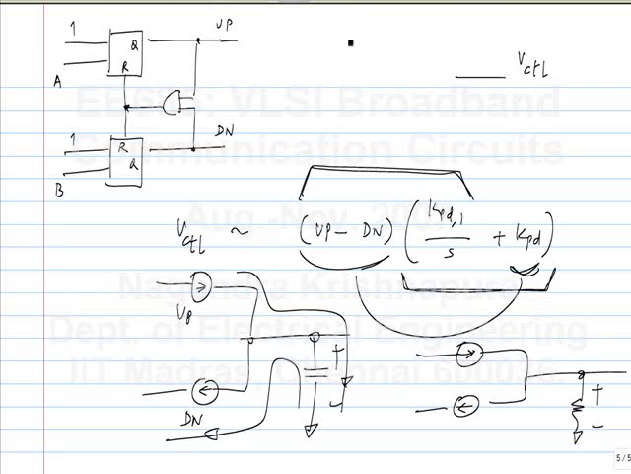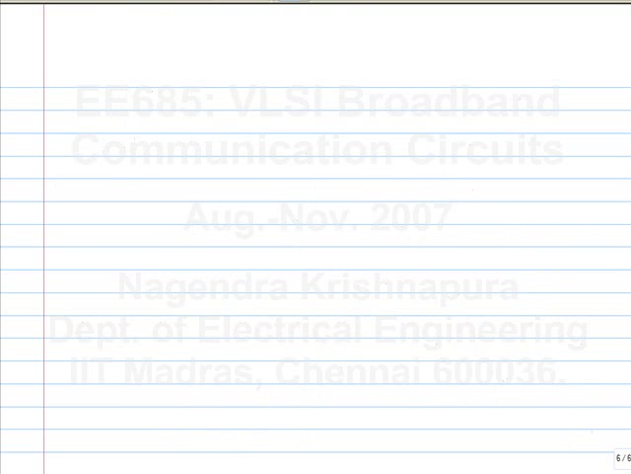So the way it is implemented is, we have the up and down outputs from the phase detector. And you have these switches, okay?